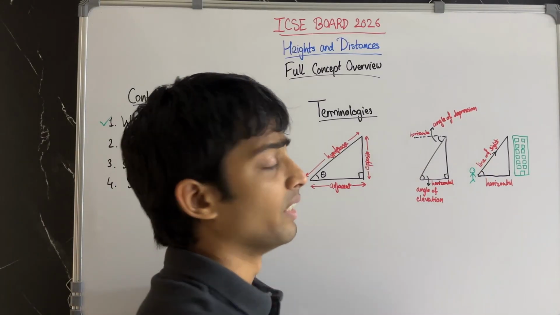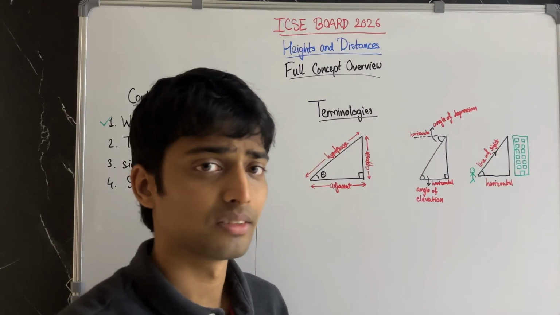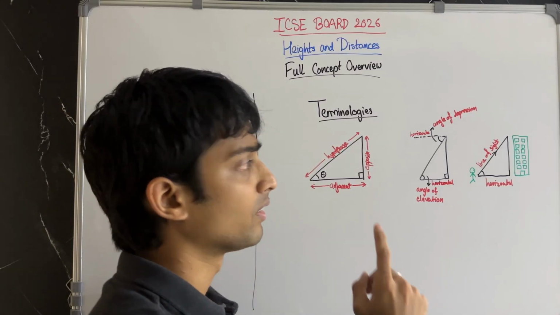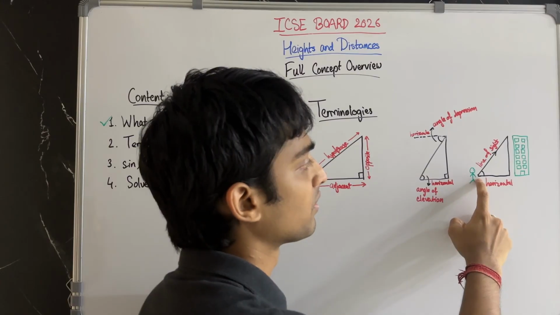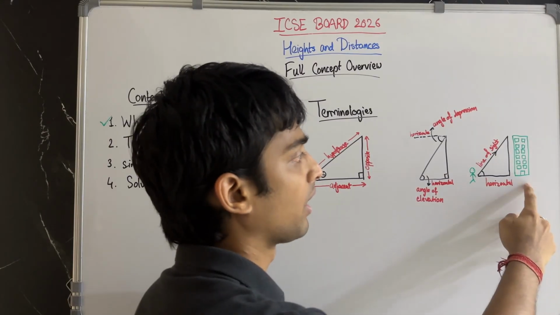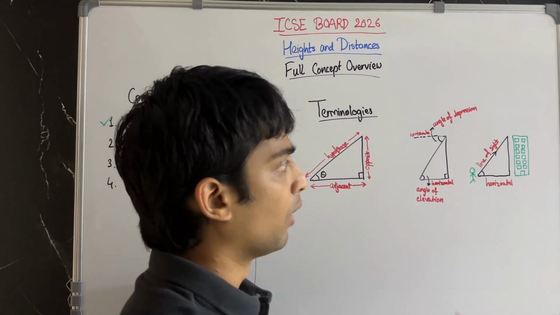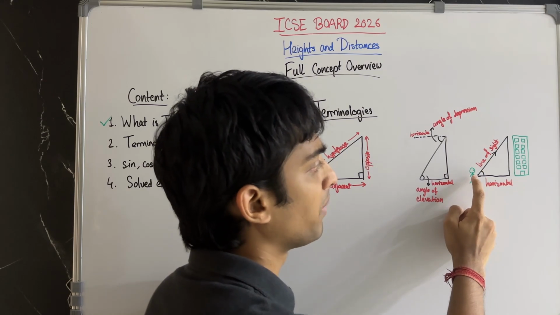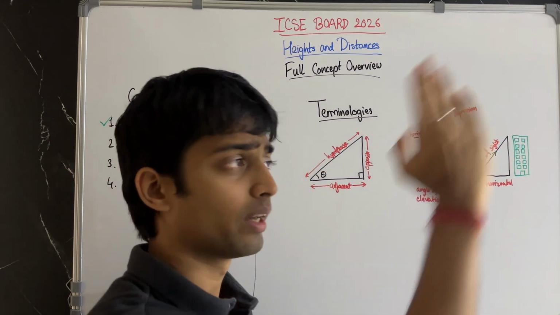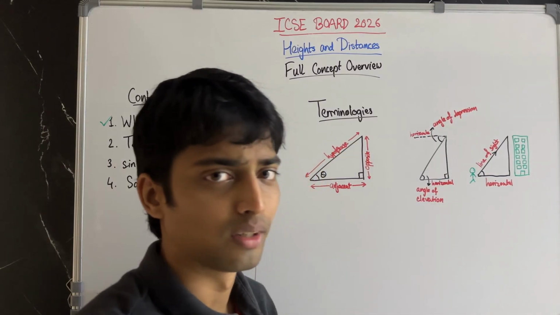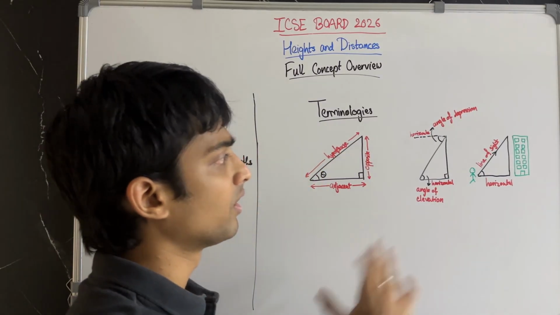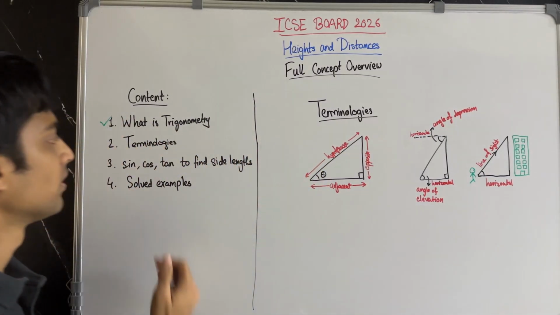Now let's look at this. In sums, let's say there's a man standing and he's looking at the top of the tower. So this is the man, he's standing over here at this vertex and the building tower is over here. Now the line of sight would be from the man to the top of the tower because he's looking at the top of the tower, and this distance will be the horizontal distance. So these were the terminologies. Now let's move on to the next one.